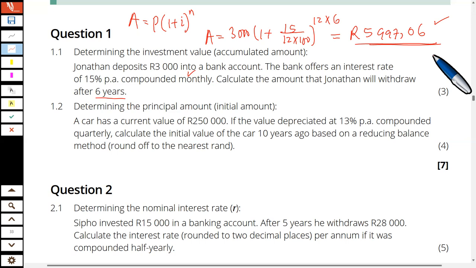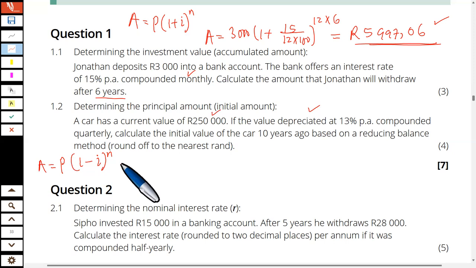So at this point, we realize that we're going to use the formula that says A equals, right? Because this is the current value of the car. The car depreciated, so there's depreciation. Depreciation means we're going to use the formula with the minus: A equals P times 1 minus i, to the power n. Okay, so you continue. Now, what is the meaning of these?